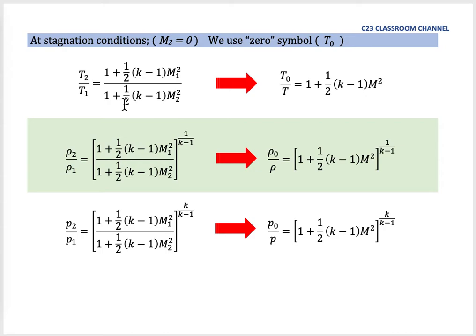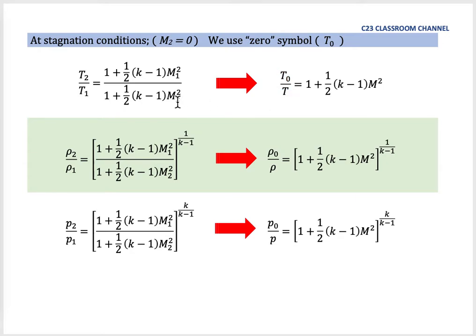So these are the three basic equations that you need to understand: T2 over T1, rho 2 over rho 1, and P2 over P1, and P is the pressure. So I hope you could understand this and you could remember to write this one. And then at stagnation condition, where the Mach number M2 is equal to 0, what you need to do is actually you substitute the value of Mach number here with 0, and then you substitute the value of T1 as T and T2 as T0.